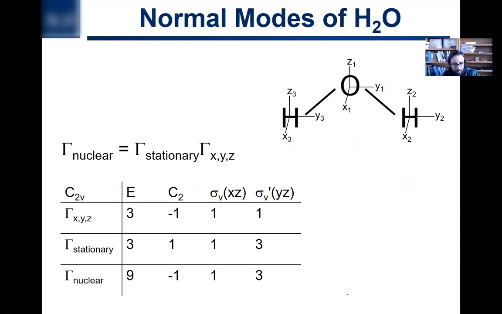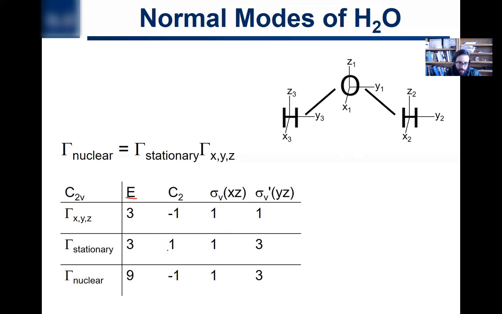We're done. Now we're going to come up with gamma stationary. And that's the second row here. And this one's pretty straightforward. All you're asking yourself here is how many atoms stay stationary when I do the transformation. So if I do an identity, well, both hydrogens and the oxygen don't move, right? Identity just takes it to itself. If I do a C2, what happens? C2, oxygen stays the same, but the hydrogens change places, right?